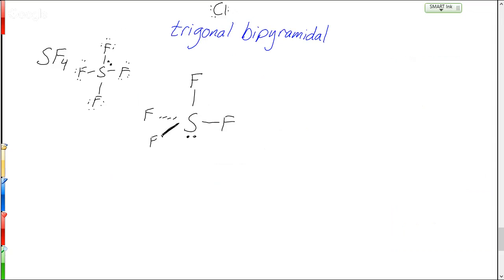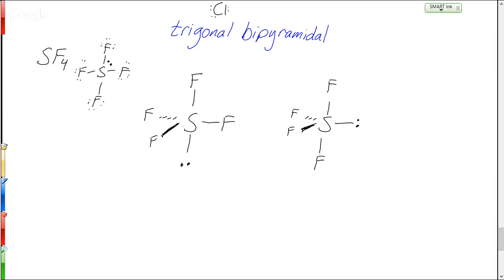So if we put it in the axial position, let's just do it like this so we have the same structure. If we put it in the axial position, it's like that. If we put it in the equatorial position, it's going to look like this. So in which position is it further away from more atoms?